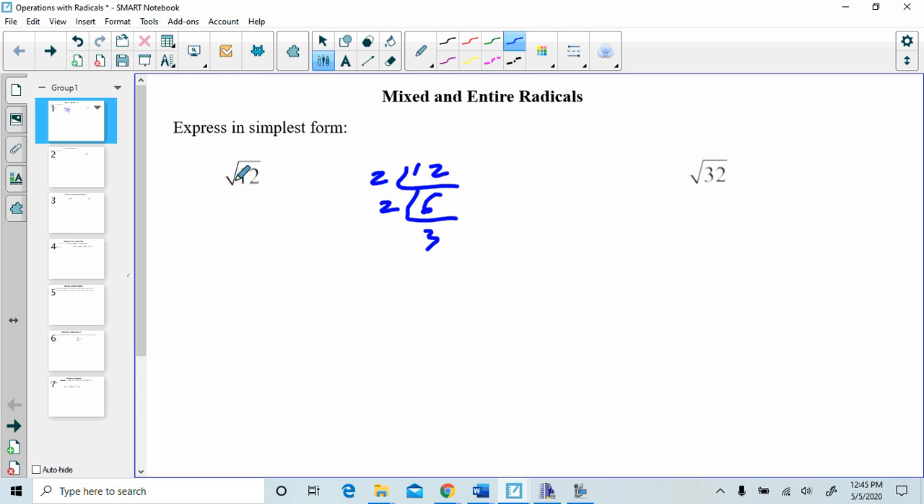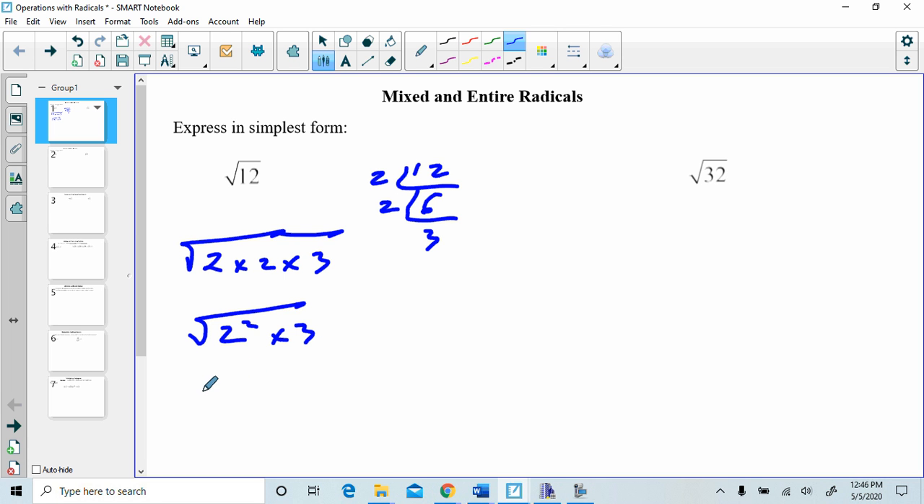Because we have a square root, we're going to want to arrange these so that you have a square. So let's just write out what we've got first. 2 times 2 times 3, all underneath your root. And we'll organize it so that there's a square because we're dealing with a square root. So 2 squared times 3. And what we're really looking at is root of 2 squared times the root of 3. And that's a square root.